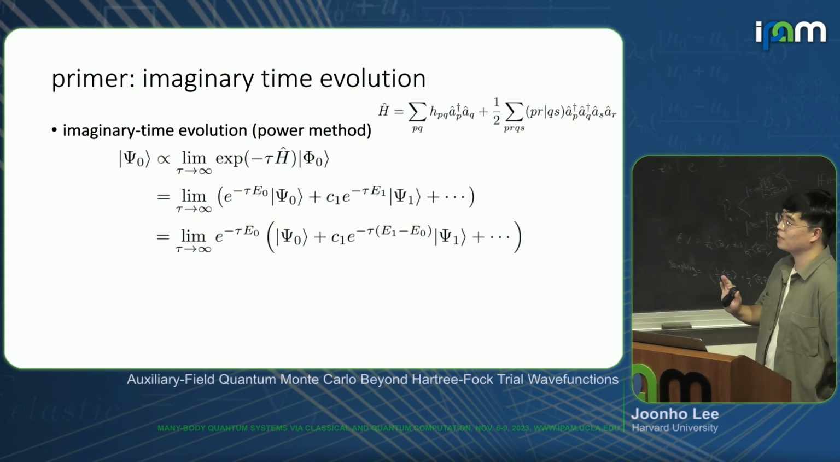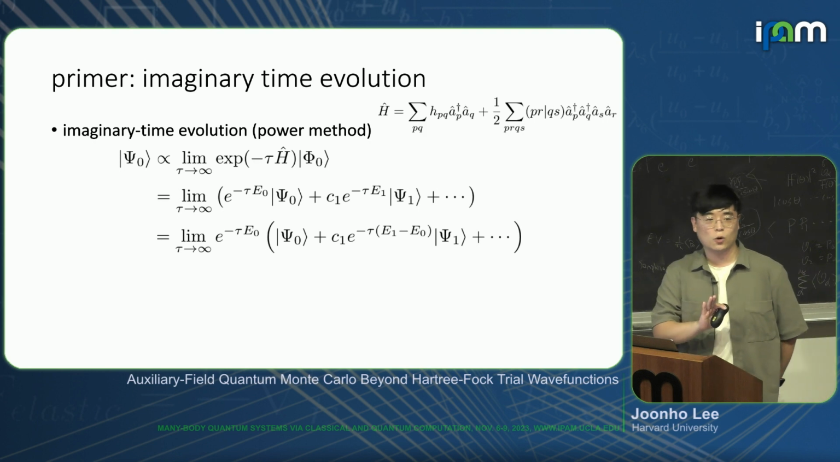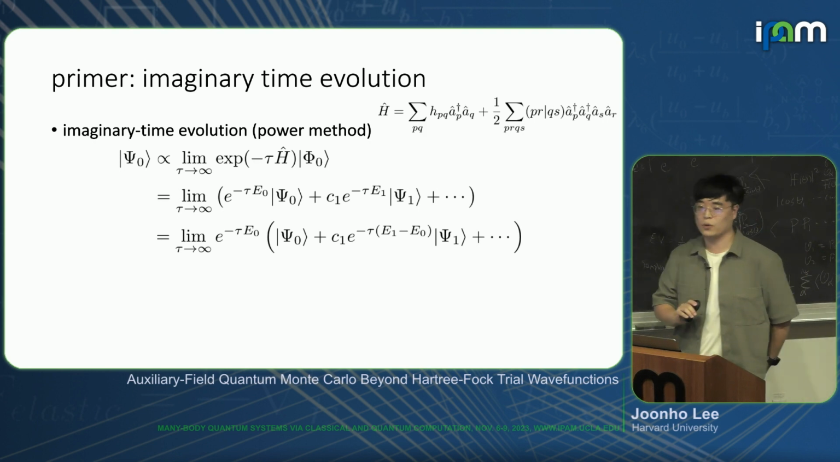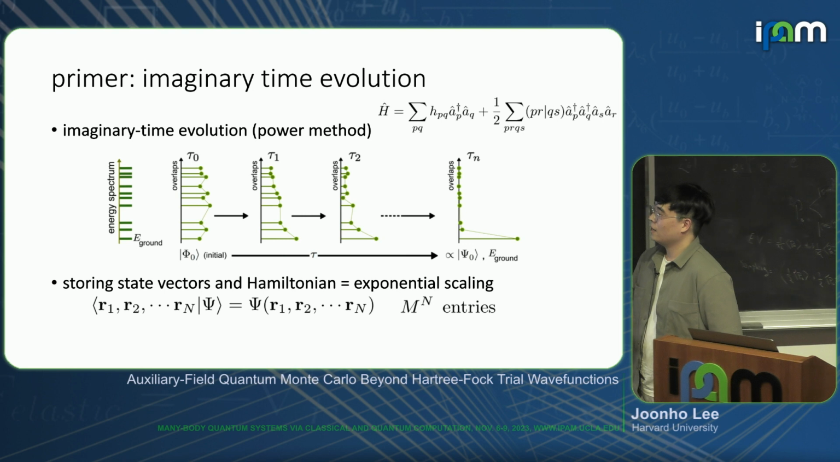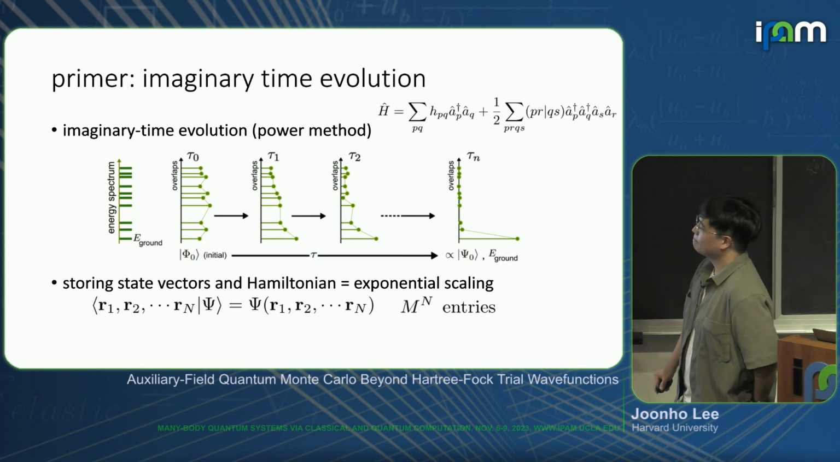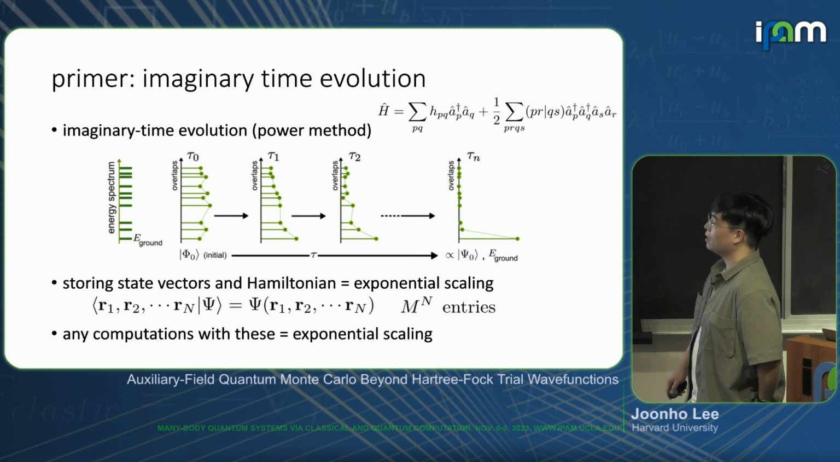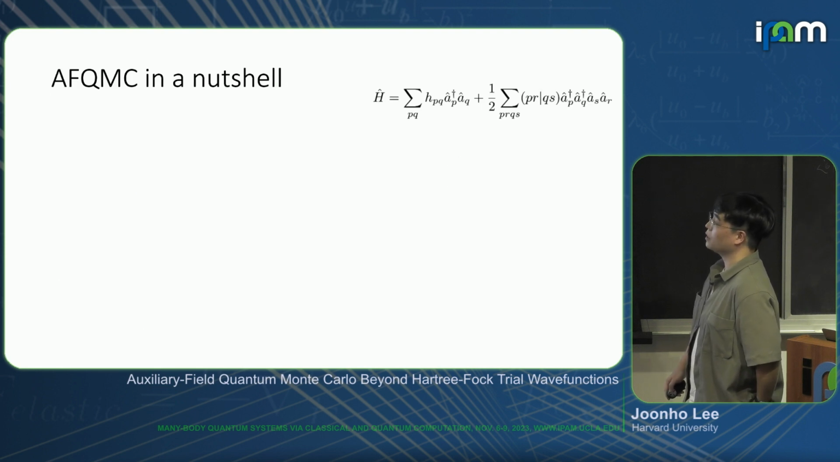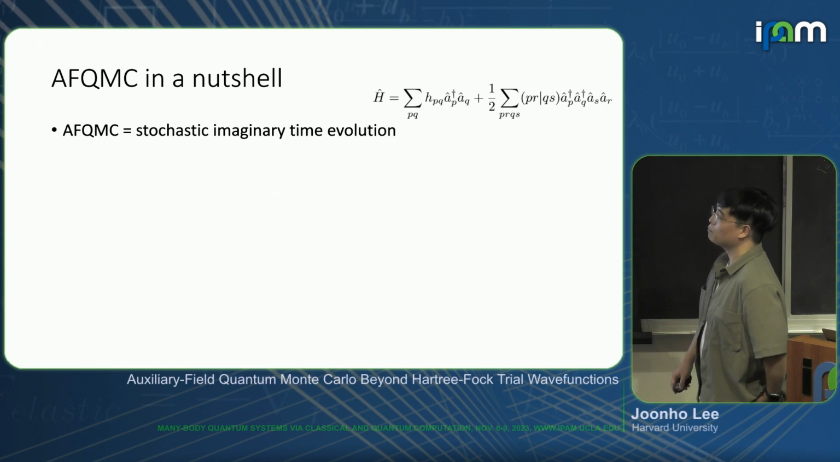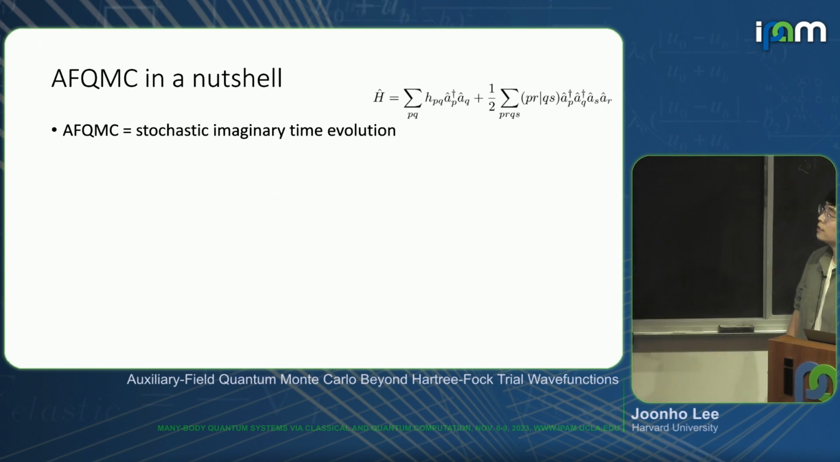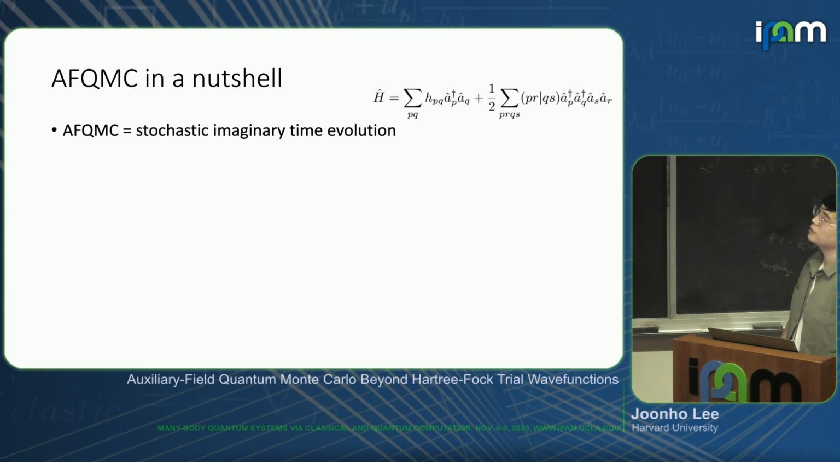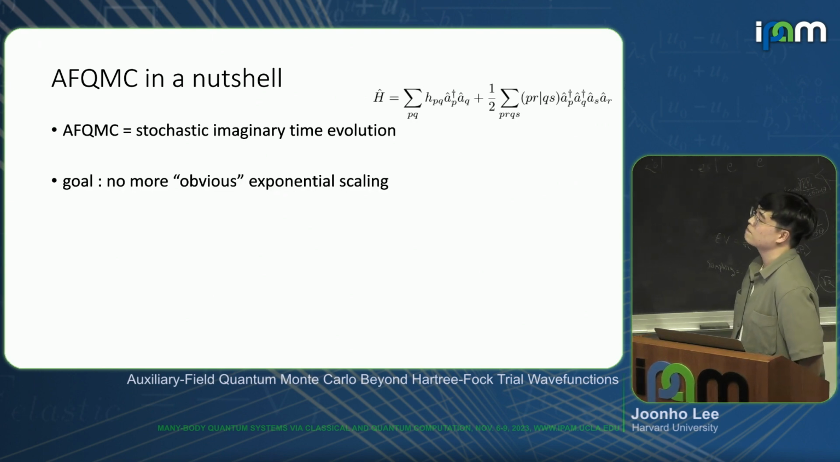As long as ergodicity holds, it has to decay very quickly. So the power method I just explained, you can't really do it as I explained because it would scale exponentially with the system size. So that's where AFQMC comes in. We want to implement this power method in a stochastic way. So this is a stochastic realization of imaginary time evolution.